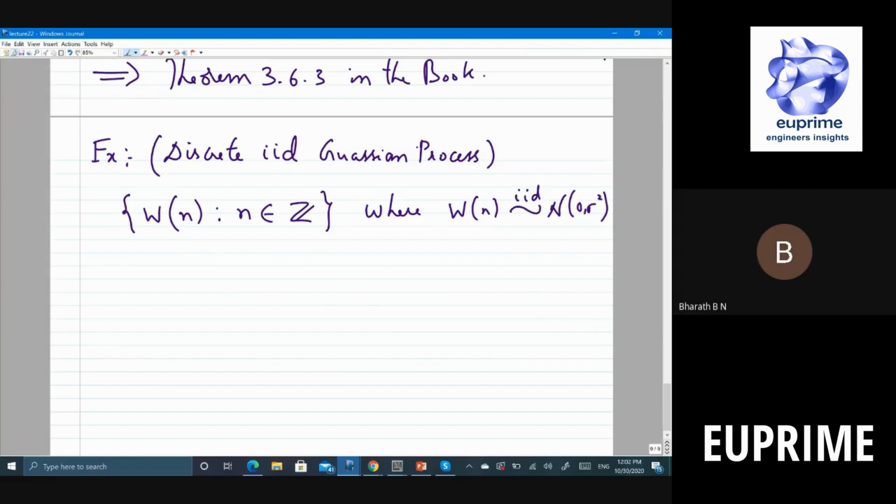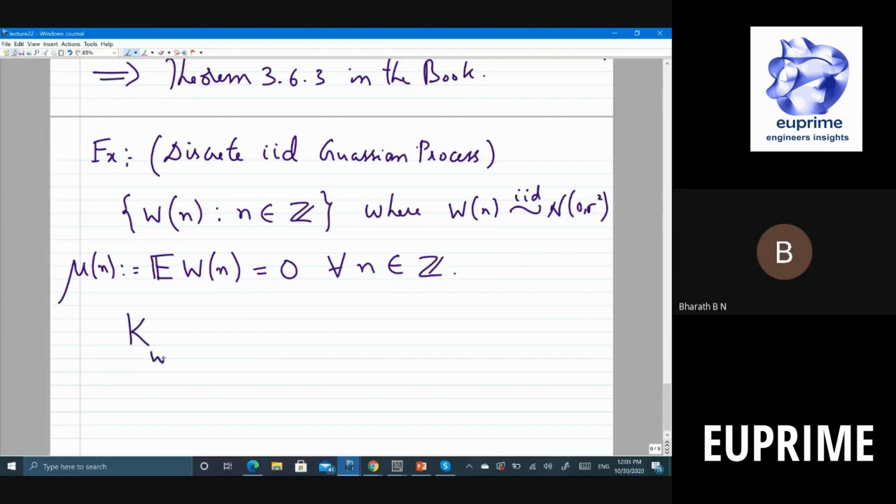Okay, so you have this stochastic process where each sample W of 1, W of 2, and so on are chosen in IID fashion from a Gaussian distribution, zero mean and variance sigma square. Okay, so now what is the mean process? Let me call this mu of n, which is 0 for all n, right? So the mean function is 0, no problem at all.